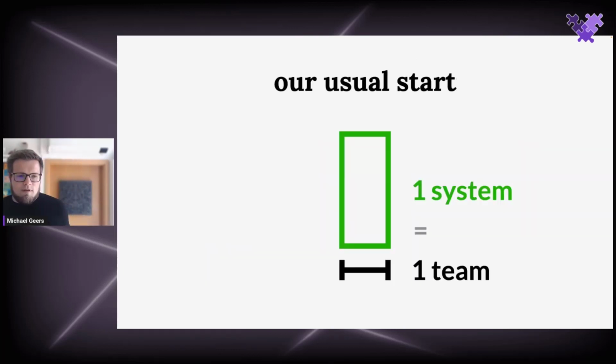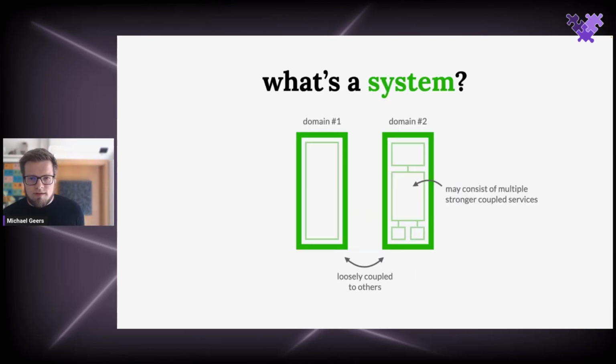Okay, so when we are doing a project, how do we start? Usually our setup is we have different teams, and these different teams build different systems, and we usually start with a one-to-one relationship. So we have one team that develops one system. And so what is one system? A system represents one domain.